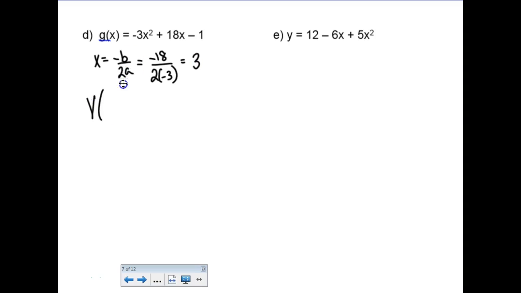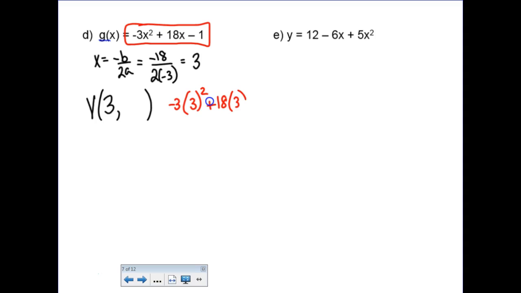So you guys just found the x-coordinate of your vertex. It is 3, comma, let's find the next part. So go back to your function, and you're going to need to plug in a 3 for all those x's. So negative 3 times 3 squared plus 18 times 3 minus 1.